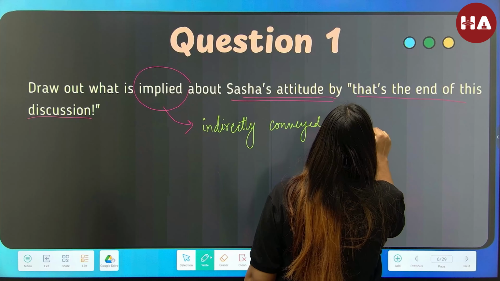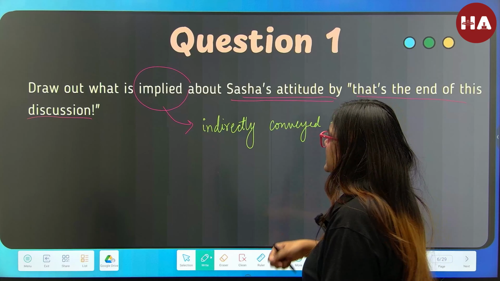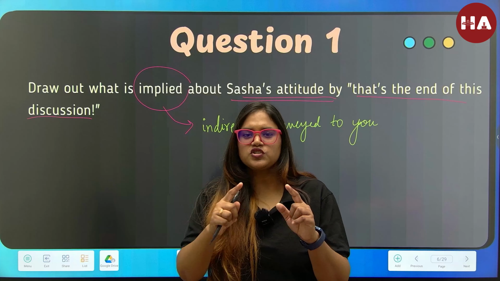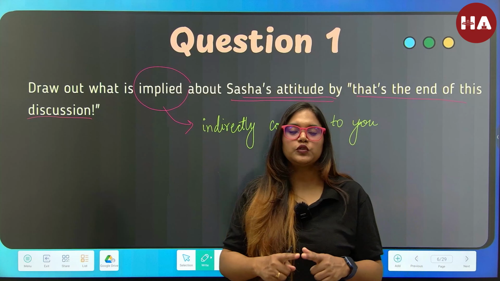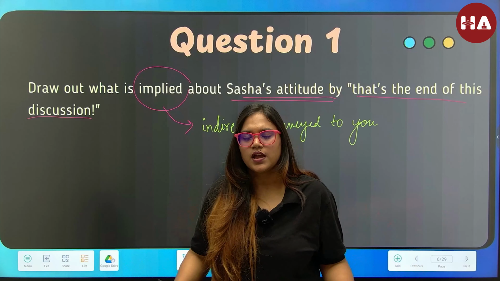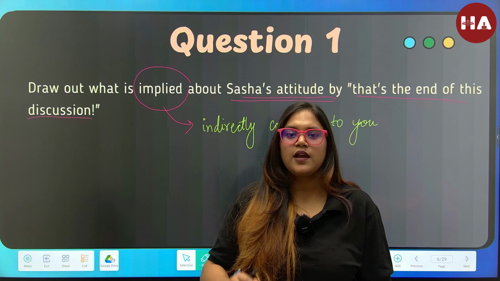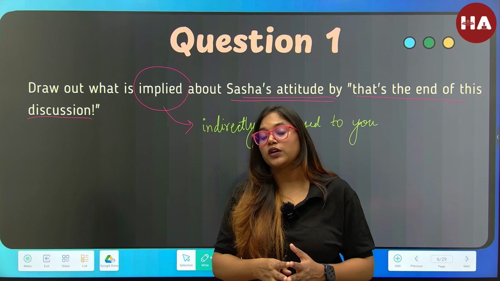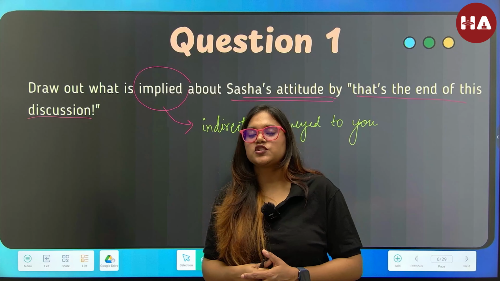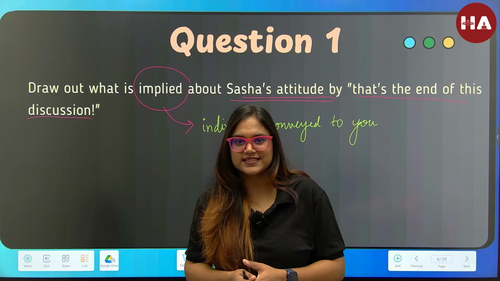about Sasha saying that is the end of this discussion. So you just write your thoughts. What do you think about this phrase when she said that that is the end of this discussion? What might she be feeling? So the writer wants to show you something. What is it that the writer wants to convey about Sasha? Write down your interpretation and then we shall discuss.